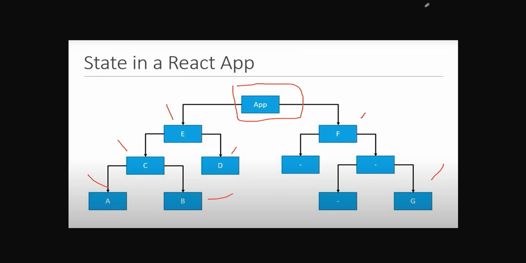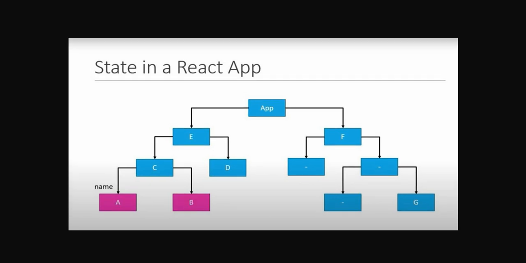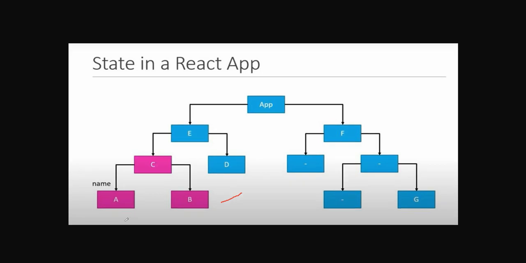Let's take a scenario where we have a component A. Inside the component, you are managing a state called name. Imagine that state is required in component B. In React.js, typically what we do is lift the state up. In that case, we are going to manage the state name at C component instead of A component.